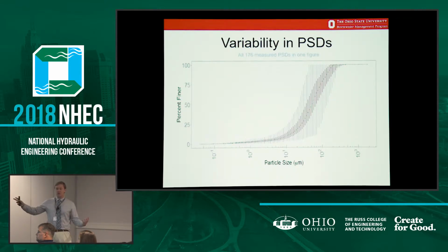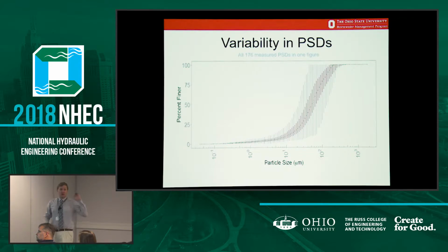Just to give you an idea of the variability, this is all 176 PSDs in one figure. There are like 200 bins of particle size here. And you can see that there's a lot of variability. Each one of these is a separate box plot. And this black line through the middle is the median value, the orange distribution I showed you on the last slide. And you can see there's a huge level of variability.